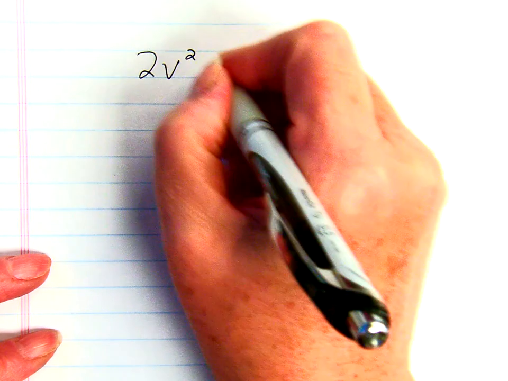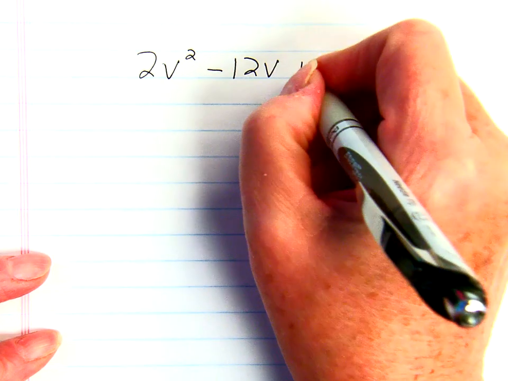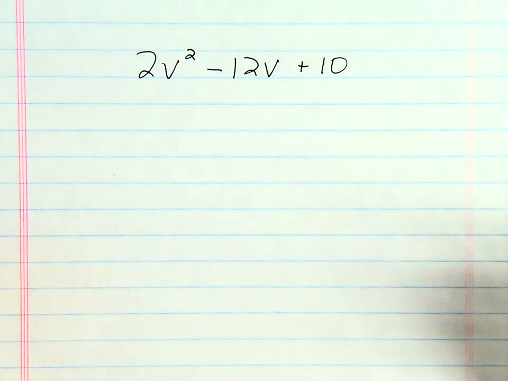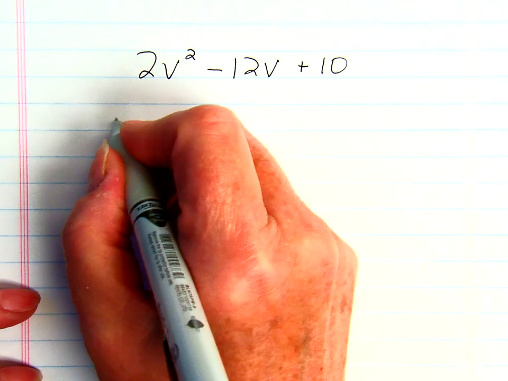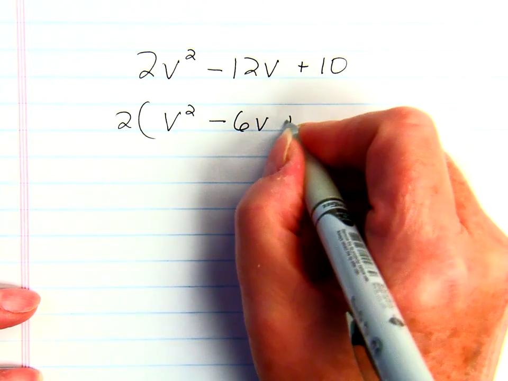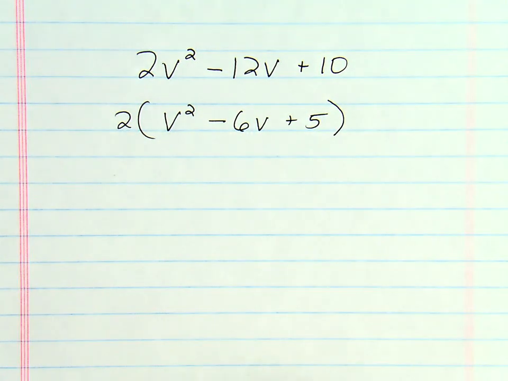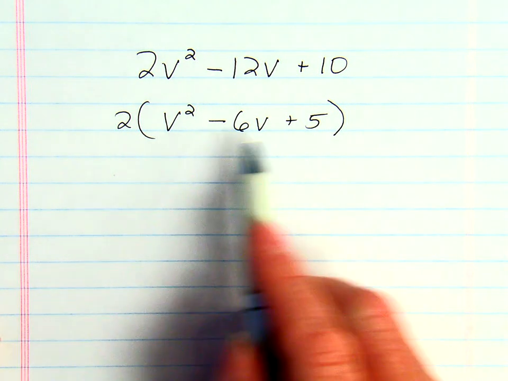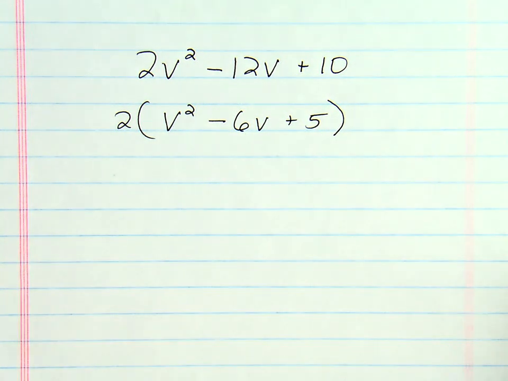So the last part of this lesson is where we factor out a monomial first. Pretty much what you're looking for is if everything is an even number, there's something that you can pull out. So let's say we've got 2v squared minus 12v plus 10. You really want to pull that 2 out, okay? So we're going to pull that 2 out, which will give us v squared minus 6v plus 5. Now we should be looking at a much easier binomial set to pull out.